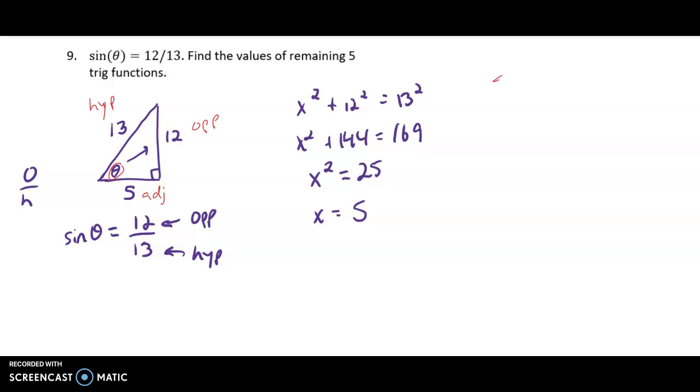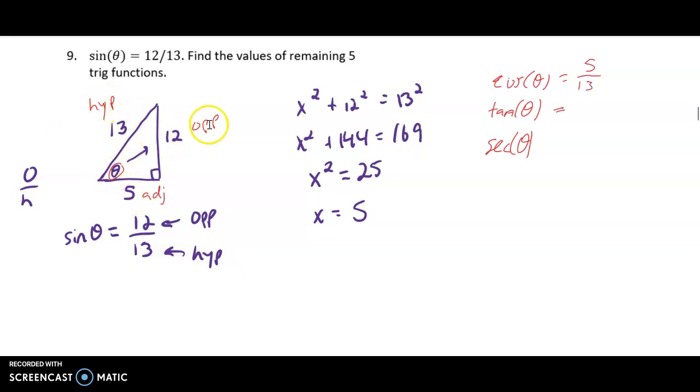So I already know sine. I'm going to find cosine of theta. I'm going to find tan of theta. I'm going to find secant of theta. Maybe I'll do the cosine first. Cosine is adjacent over hypotenuse. So I can take the adjacent side of 5 and write 5 and then divide it by the hypotenuse, which is 13.